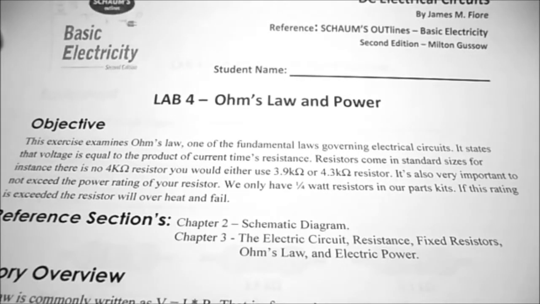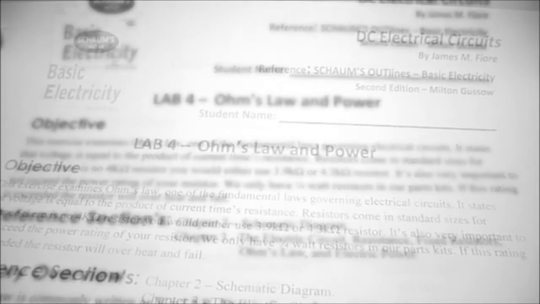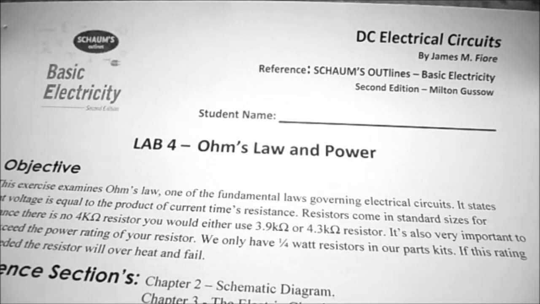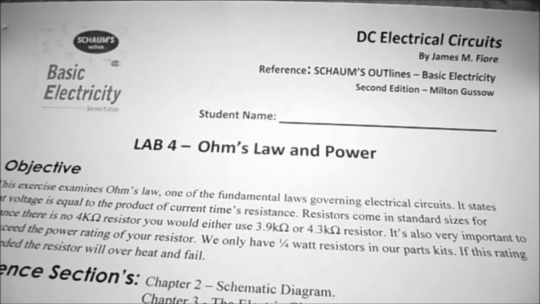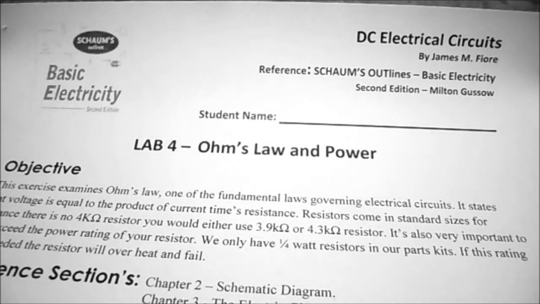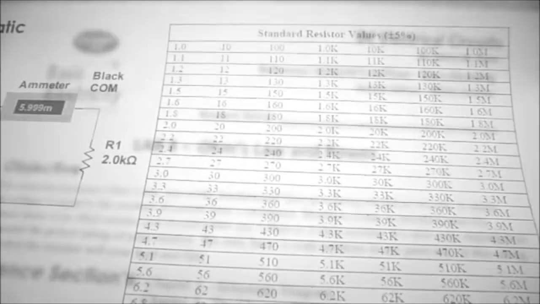Today we're looking at lab number 4, Ohm's Law and Power. Ohm's Law is one of the fundamental laws governing electrical circuits. Also, we're going to be using 3 resistors, and what we'd like to do is double the resistance. So we'd like 2K, 4K, and 8K. Unfortunately, they're not manufactured in those sizes.